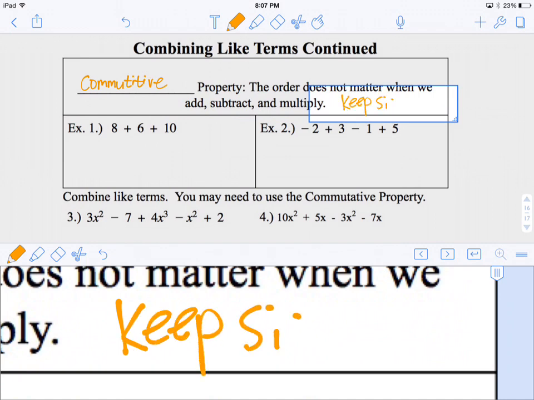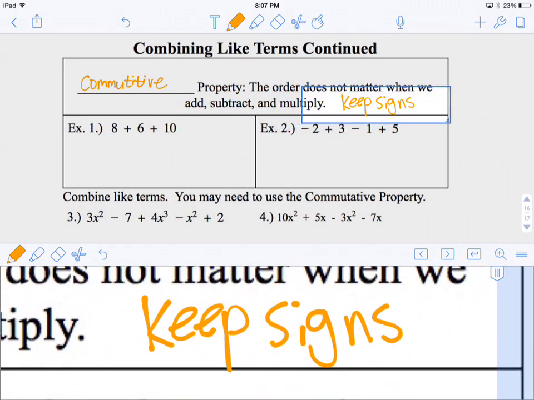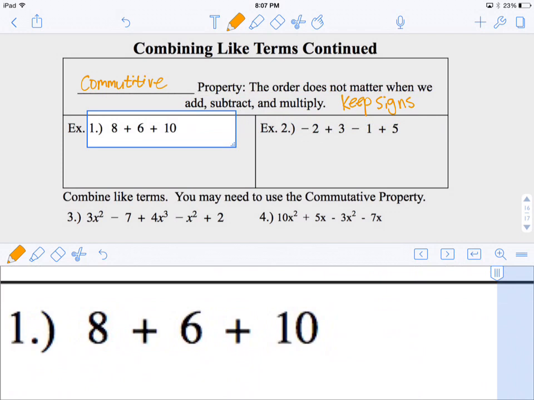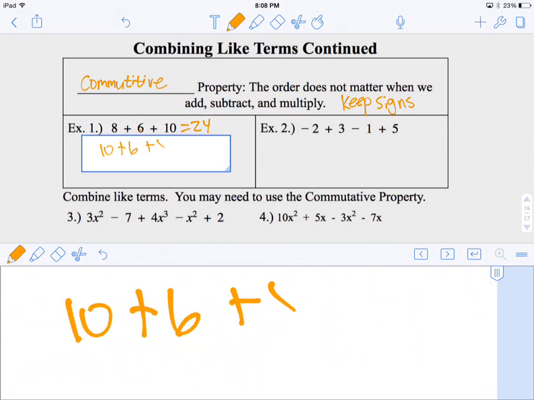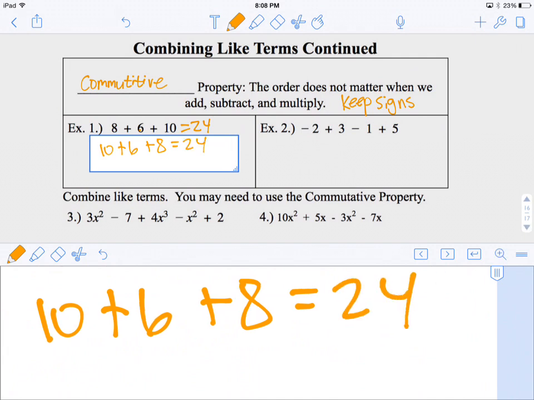Keep the signs that are in front of the numbers. Okay? So 8 plus 6 plus 10 is, well, 8 plus 6 is 14, plus 10 is 24. Well, we could also say 10 plus 6 plus 8. 10 plus 6 is 16, plus 8 is also 24. See how the order does not matter when you're adding?